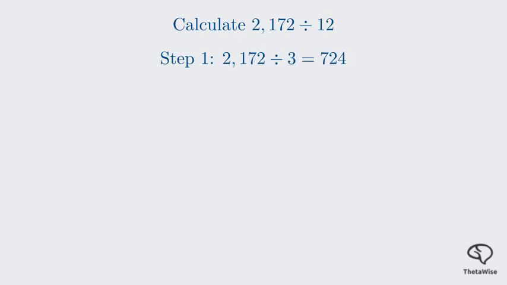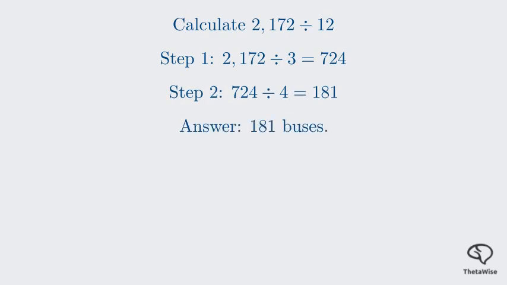Now, how many buses are needed? We need to calculate 172 divided by 12. We'll use our shortcut. First, divide 172 by 3, which is 724. Then, divide 724 by 4, which is 181. So, 181 buses are needed. By using the divisibility test and the shortcut, we quickly determined that 181 buses are needed, and every single one will be completely full. This is a great example of how these tests can help us solve real-world problems.